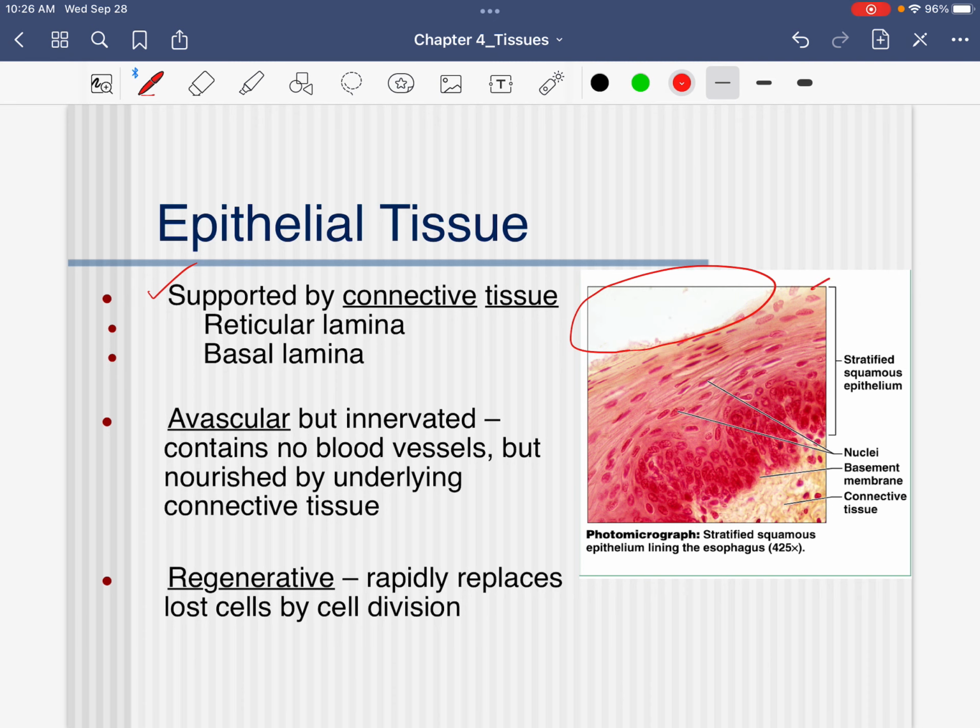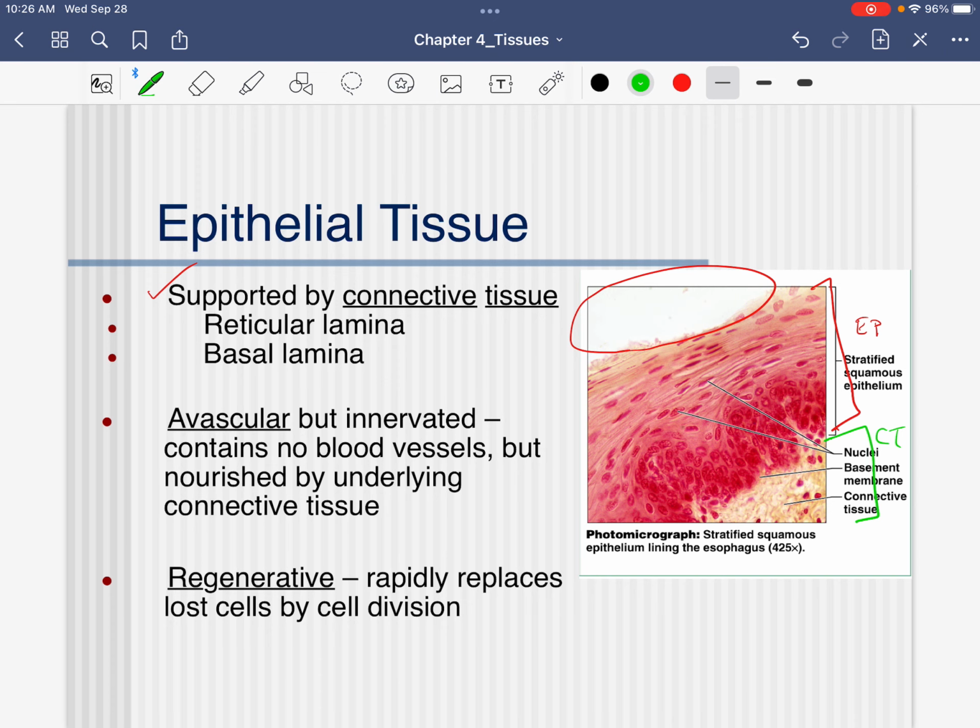Underneath the epithelial tissue. So in this slide, from here to here is the epithelial tissue. But one of the characteristics is that always, always, underneath the epithelial tissue is connective tissue. They go together like peas and carrots, peanut butter and jelly. So epithelial tissue always has connective tissue at its base. That's what connects it to the body.